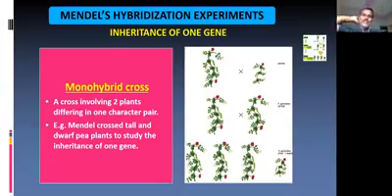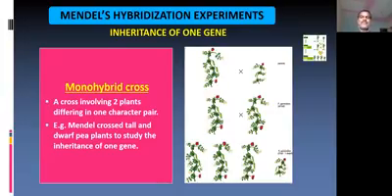When he wanted to know the F2 generation, the result is 3 tall plants, 1 dwarf plant. 3 tall plants, 1 short plant. Where has this shortness appeared? In the F1 generation, it was not there. It has appeared in the F2 generation.